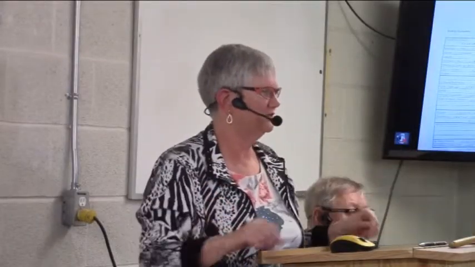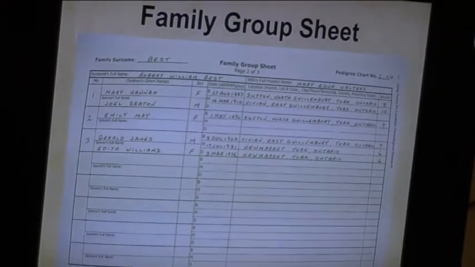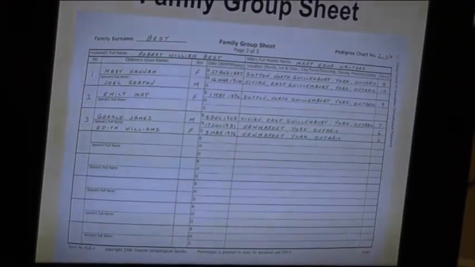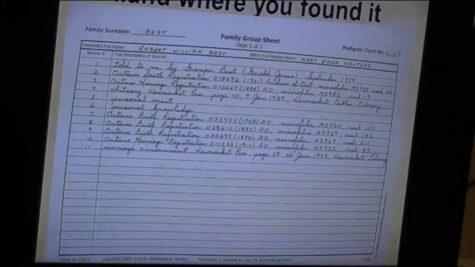Family group sheet, this comes down the other way. So you have mom and dad and all the kids. So this page is mom and dad and their information. Then we've got a second page with all the kids. And a third page with where you found out the information.